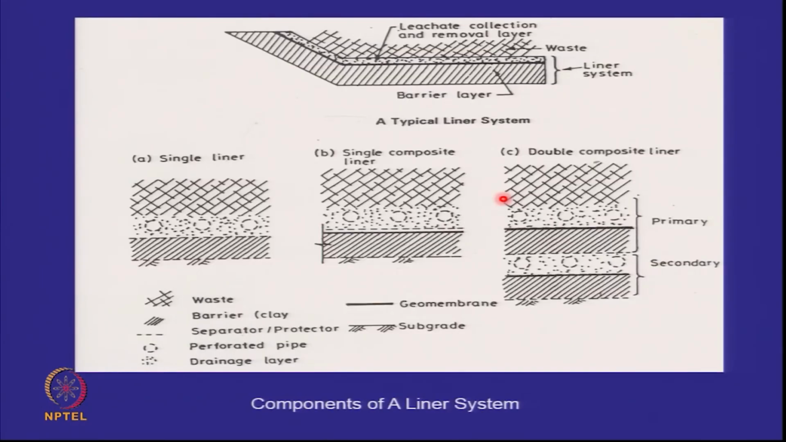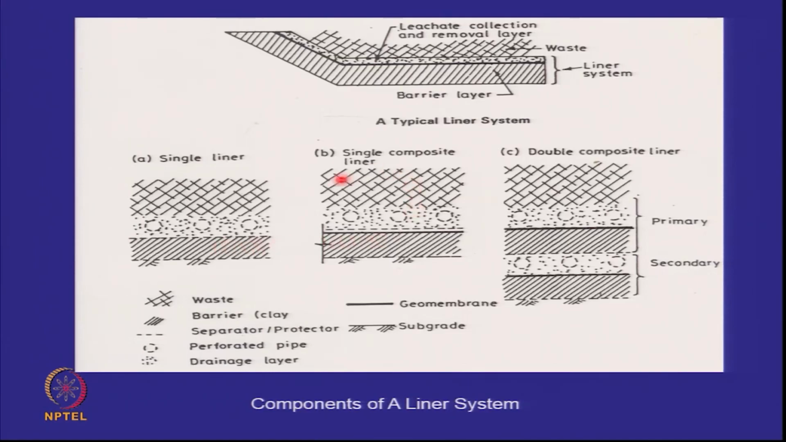And quickly I bring your attention to the bottom three diagrams. This is a single liner system, only clay. Maybe it will be used in a C&D landfill. This is the waste. There is a little bit of sand and pipes which we will explain next time. But the waste rests on clay, it's a single liner system. Not used for municipal solid waste landfills, not used for hazardous waste landfills.